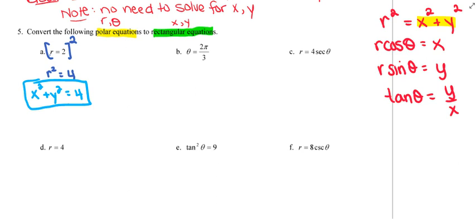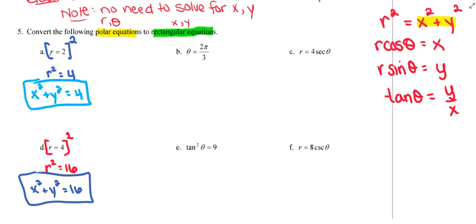Okay, letter D, I'm going to tackle exactly the same way. I'm going to go ahead and square both sides. So r squared equals 16. And again, that first identity says any r squared can be replaced with x squared plus y squared. So that's exactly what I'm going to do. And I end up with 16. So squaring both sides of an equation is one strategy that you can use to manipulate it to get an identity that you'd like so that you can do some replacing.